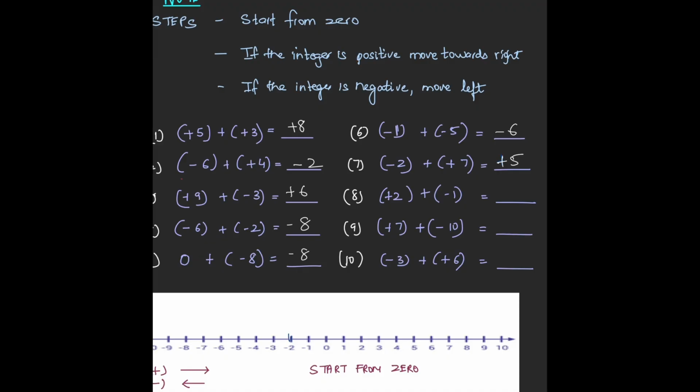Number 8 we are doing positive 2 plus negative 1. Positive 2. Jump from 0 to positive 2. Negative 1. Move 1 place behind. Answer is positive 1.